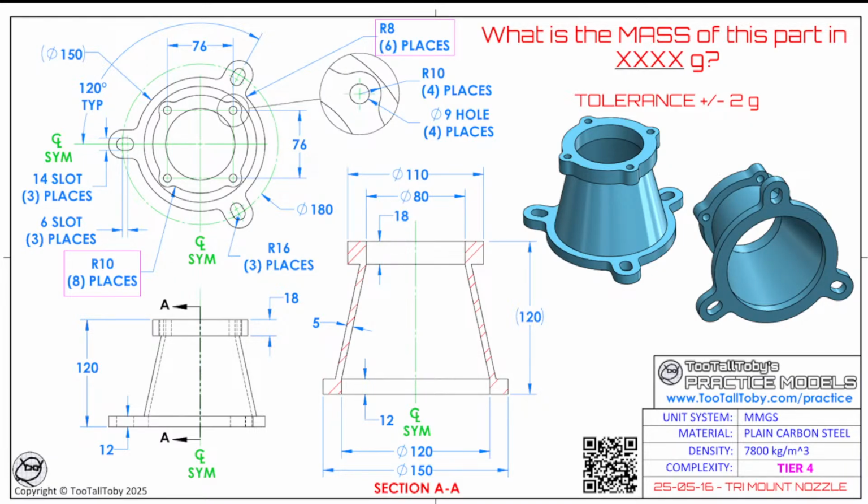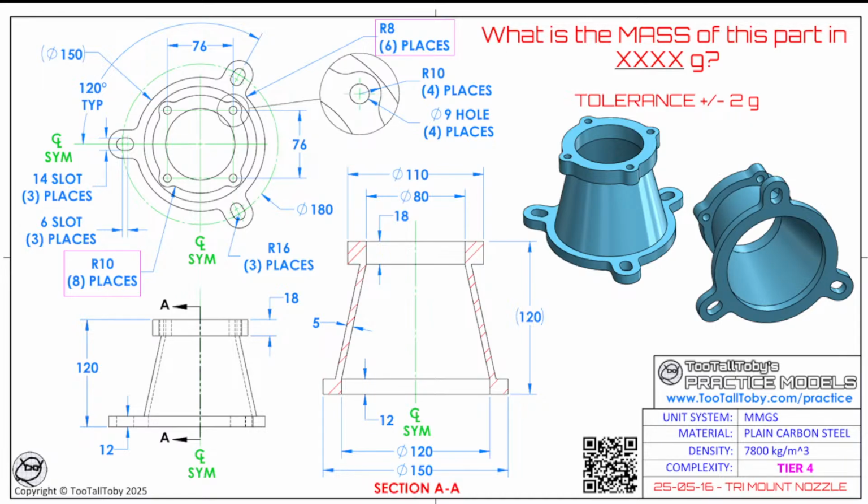We're calling this thing the tri-mount nozzle. You've probably seen versions of this model before. I've seen the same model on many different CAD forums, many different practice exercises. I gave it my own spin, if you will, a little hint there on how to model this. But this is the tri-mount nozzle.